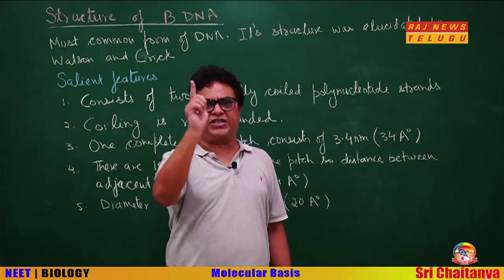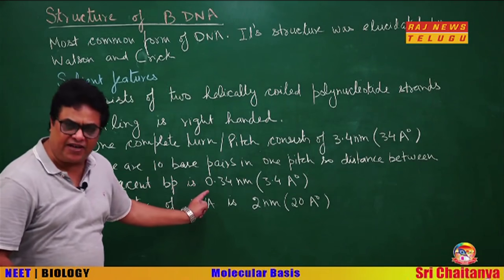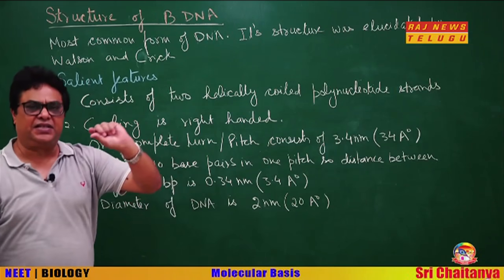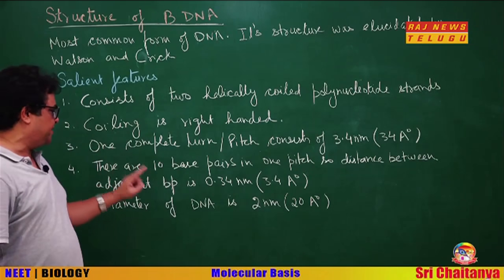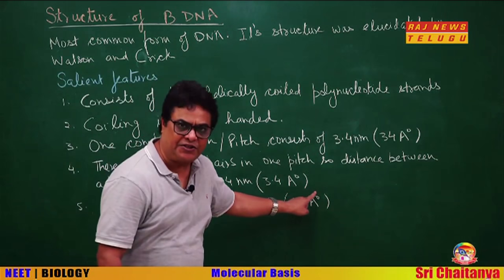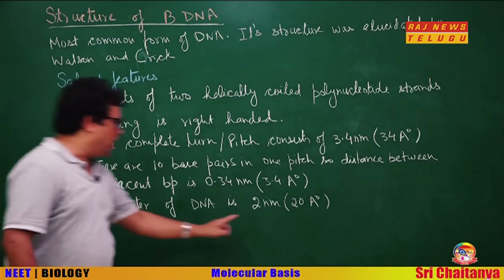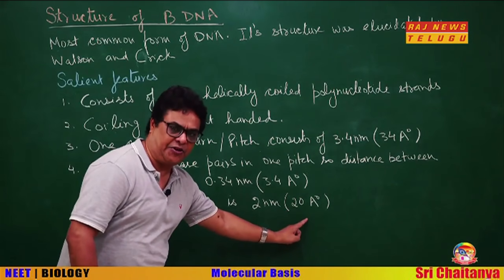Next, one complete turn, or we call it the pitch, is 3.4 nanometer or 34 angstrom, and in one complete turn there are 10 base pairs. It means the distance between adjacent base pairs is 0.34 nm or 3.4 angstrom. The diameter of the DNA double helix is 2 nm or 20 angstrom.